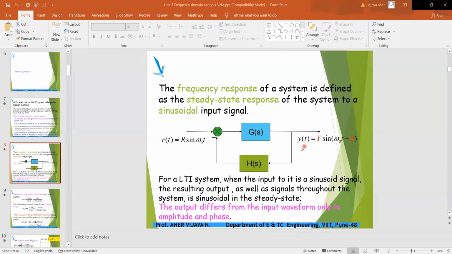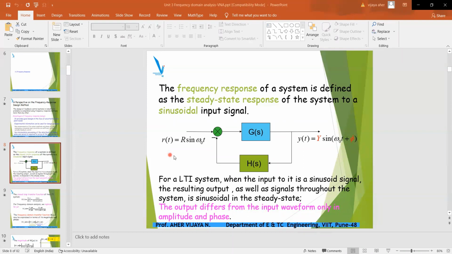And what is the output? Output is y(t). Output is equal to Y sin(omega 0 t plus phi). So the input is also a sinusoidal signal, and the output is also a sinusoidal signal with some phase difference. So I have added this term plus phi. The equation for output is y(t) equals Y sin(omega 0 t plus phi). This is the sinusoidal input. So input and output both are sinusoidal in nature, but the output is phase shifted relative to the input signal. This is frequency response.